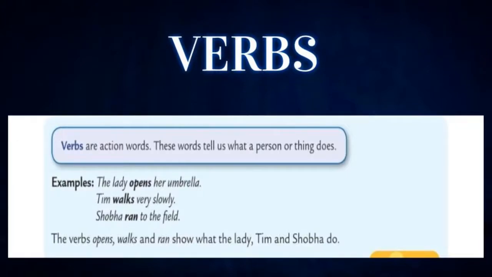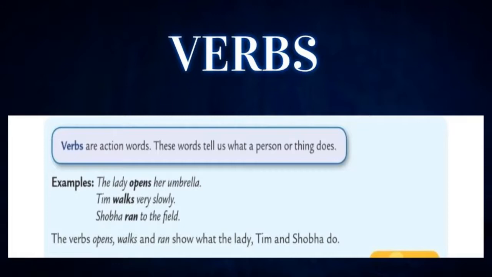Verbs are action words. These words tell us what a person or thing does. Already we have seen some action words, two seconds before. Verbs are the action words in a sentence that describe what the subject is doing. Along with nouns, verbs are the main part of a sentence. So what do you mean by verbs? Verbs or action words. It is used to indicate an action.